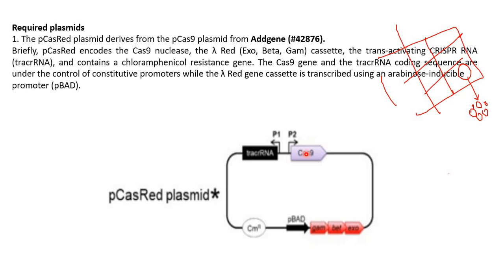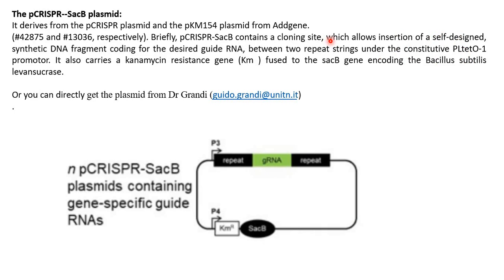Then the Cas9 gene is under the control of promoter P2, and the tracrRNA that binds to the palindromic repeats is under the control of the P1 promoter. So this is the plasmid, just order it. And the catalog number, as I said, is 42876.